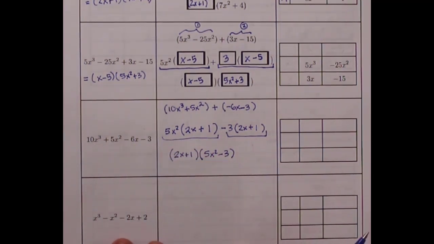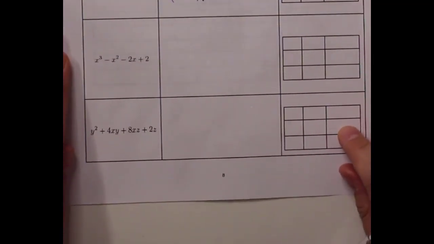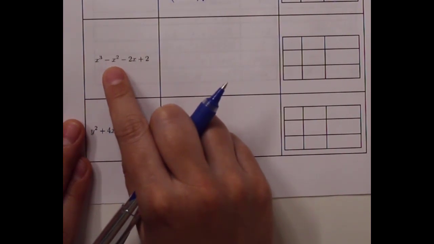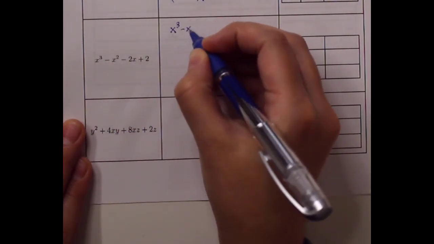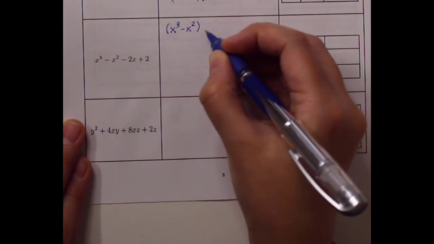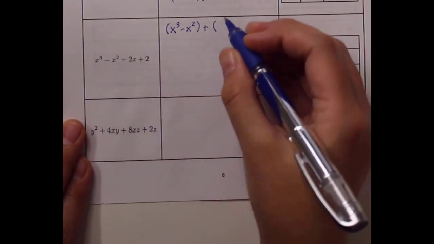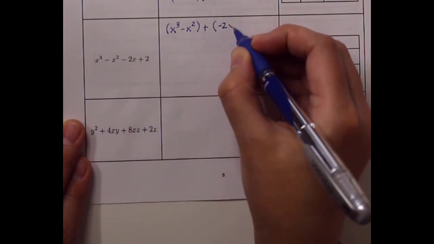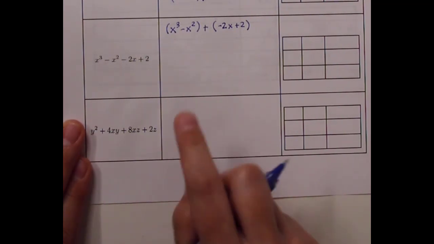Alright, let's keep going. Two more for us. So we have x cubed minus x squared in our first group. And then remember, you want a plus sign in the middle. And so the second group is going to get the other 2 terms. Put that minus sign in there with it though. Minus 2x plus 2. Okay, let's see what we can come up with.